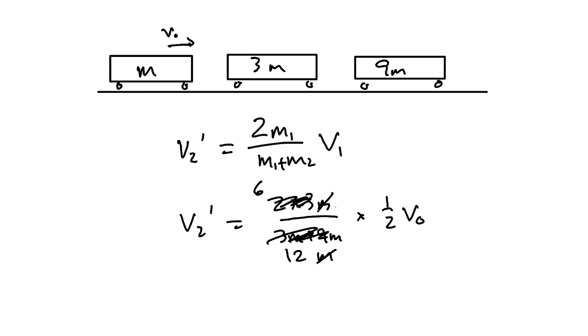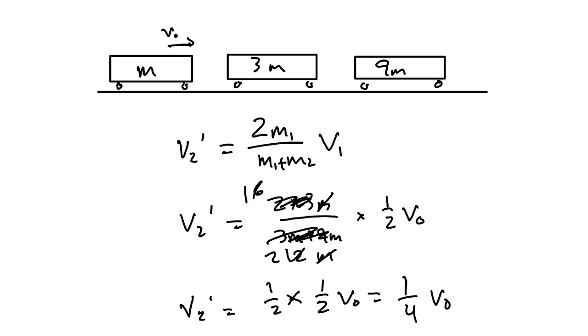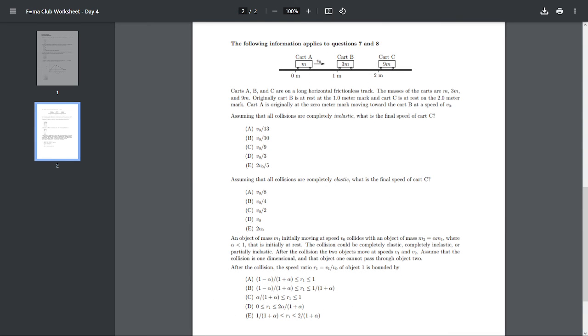We can cross out the m's again. This gives us 1 over 2. So our final velocity of our cart C is going to be 1 over 2 times 1 over 2 v naught, which is going to give us 1 over 4 v naught. There we go. And so if we look back, that's going to give us option B.